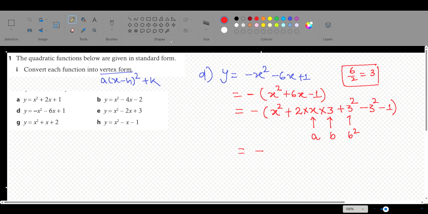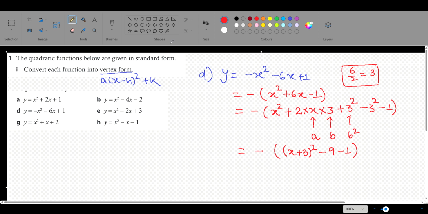Now, from the first three terms, what do I have? x square plus twice of x times 3 plus 3 square, which is going to give me x plus 3 whole square. And the last two terms are negative 3 square, which is negative 9, minus 1, in the bigger bracket, and x plus 3 whole square.